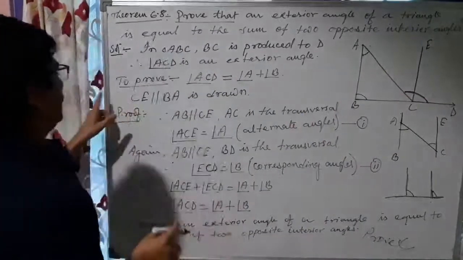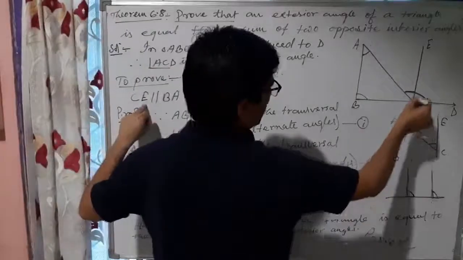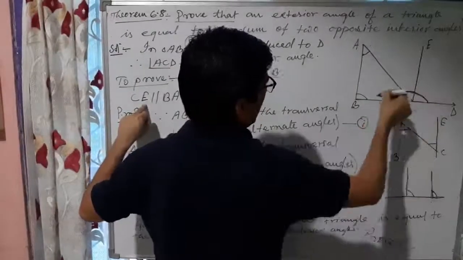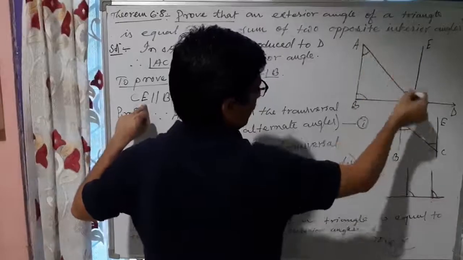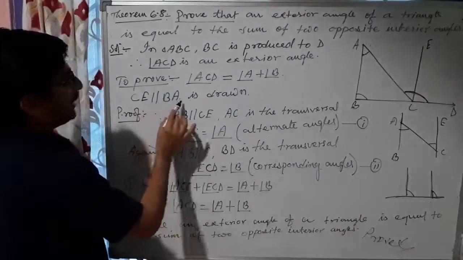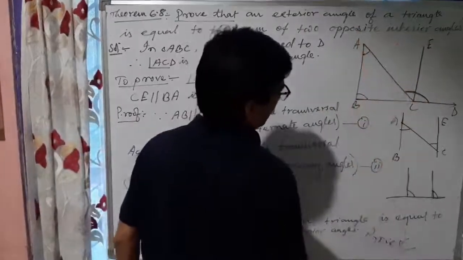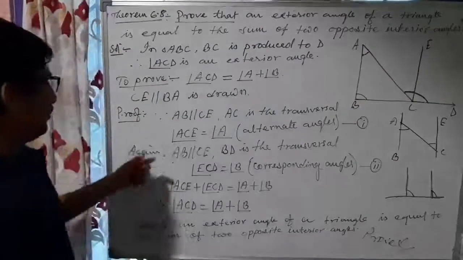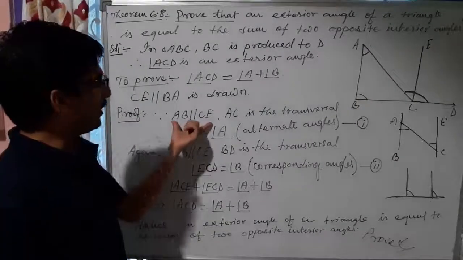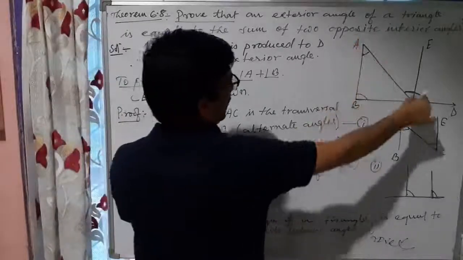Now we have to construct a parallel line to BA from C. That means CE parallel to BA is drawn. This CE is parallel to BA. That one is drawn. Now how is the proof? AB is parallel to CE, since we have constructed it so.